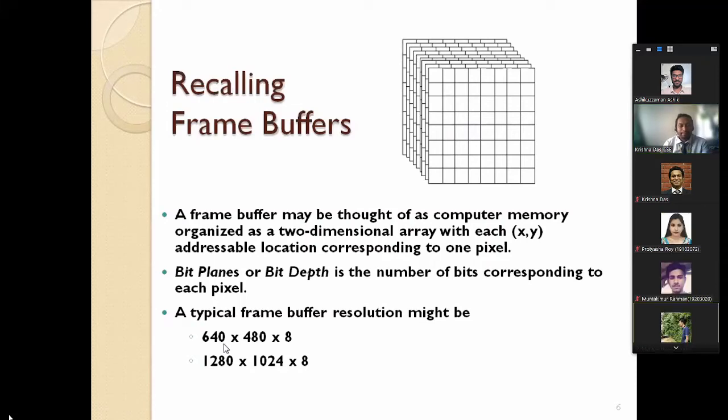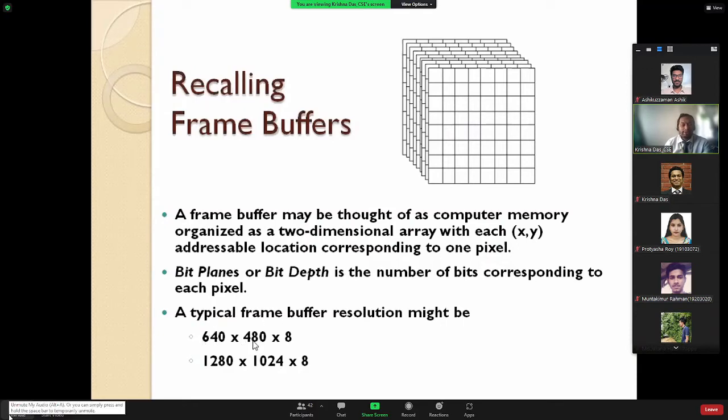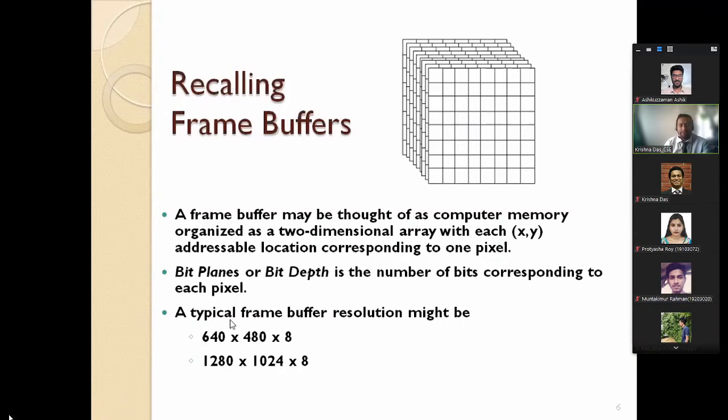Sir, column. 640 is column and 480 is row. Yes, as it is the x coordinate value, this is the y coordinate. I found that very few students made mistakes with that. You can remember we had the second question for pixel identification, where they also made a mistake with the VGA definition. And 8 is indicating the 8-bit depth.